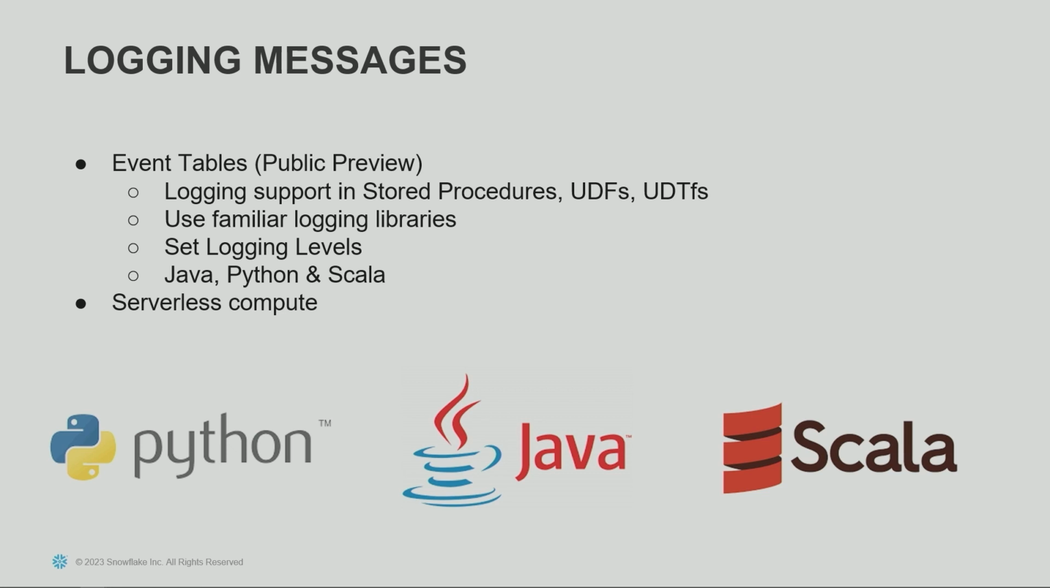Event tables is the first thing that you can look at. This is currently in public preview, so you can use this in your production accounts right now. What this allows you to do is log data with your current libraries that you like to use. So if you're in Java, you could use log4j. If you're in Python, you can import logging. Something very familiar to you. You can import it. You can set your logging levels. I have a demo later that shows this actually working in production.